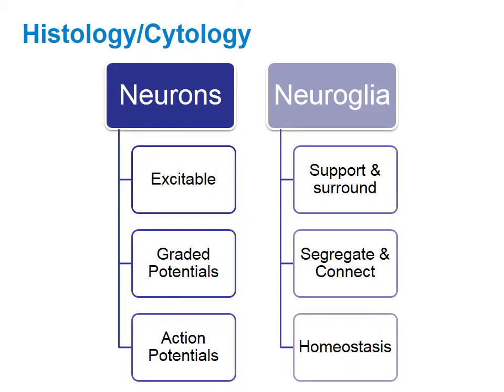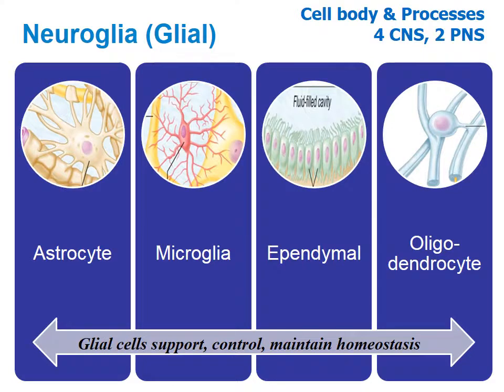The neuroglia are cells which do just that. They help the neurons stay alive. These cells maintain homeostasis of the interstitial fluid, separate neurons, assist with making new connections between neurons, and even control blood exchange. There are 4 glial cell populations in the central nervous system, but 2 in the peripheral nervous system. Here we see the CNS cells, astrocytes, microglia, ependymal, oligodendrocyte.